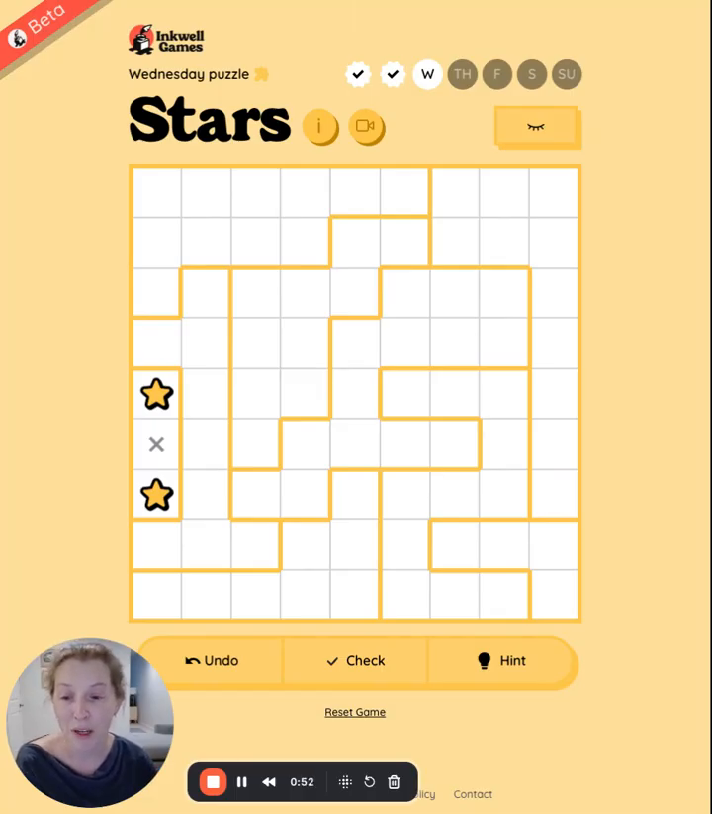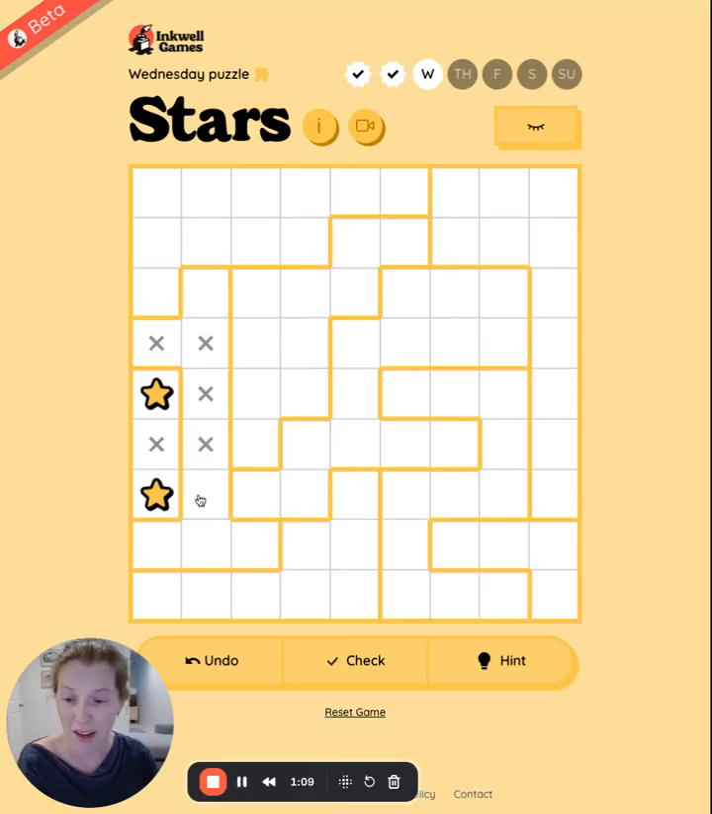Wonderful. As we know, stars can't touch each other, which tells me I couldn't put a star here because it would be touching this one. I couldn't put it here because it would be diagonally touching. Same with here and here. So that sort of covers this star. It's completely isolated from any future potential stars.